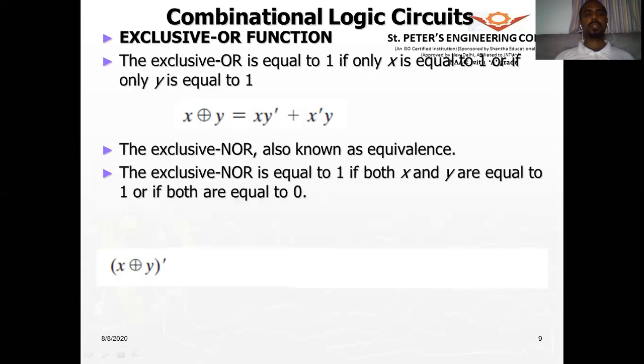So this we use for equivalence, and you know that when we take a complement, the output will be high only when X and Y are the same. That means if X is 0 and Y is 0, output will be 1. And when X is 1 and Y is 1, output will be 1. When X is 1 and Y is 0, output will be 0. Similarly, when X is 0 and Y is 1, output will be 0. So therefore, this exclusive NOR gate will be used for the equivalence operation.